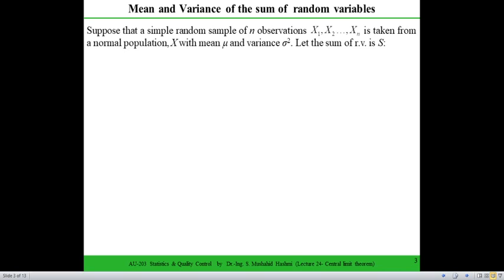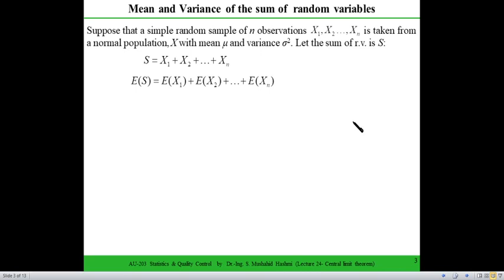Suppose that we have a random sample of n observations taken from a normal population, and x represents a random variable. So x can take different values: x1, x2, x3. Since this population belongs to a normal distribution, the mean and the variance of the population are mu and sigma square. Let's represent the sum of these random variables with the capital letter S. So capital S is the sum of all those random variables from x1 to xn.